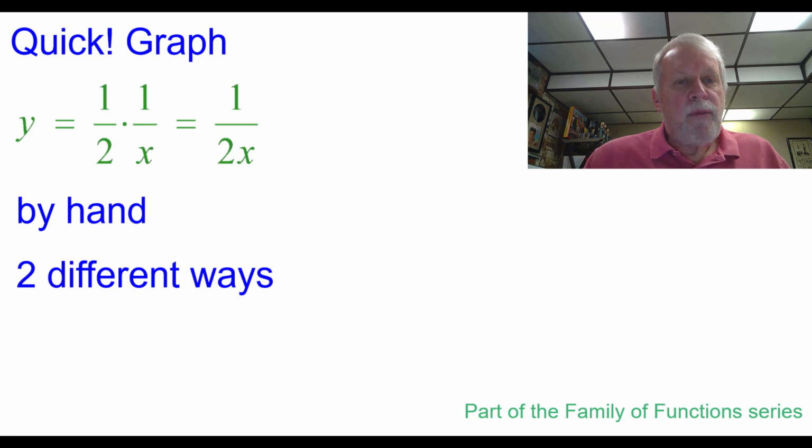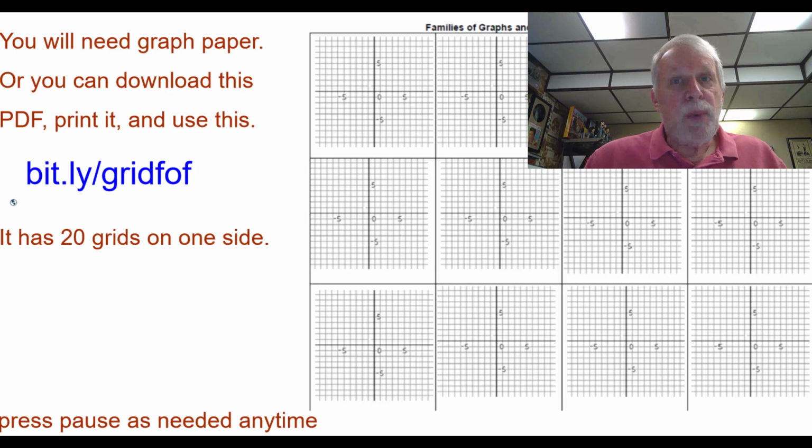Quick, graph y equals 1/2 times 1 over x, which is equal to 1 over the quantity of 2 times x, by hand, 2 different ways. This is part of the family of functions series. You will need graph paper, or you can download this PDF and print it. Press pause as needed anytime during this video.